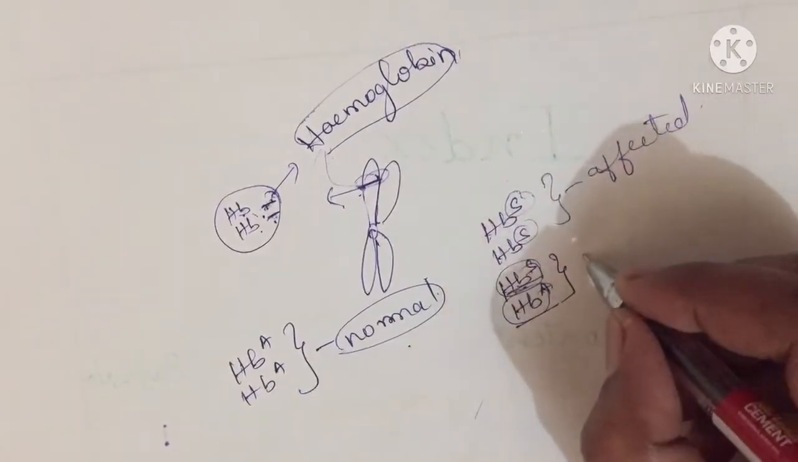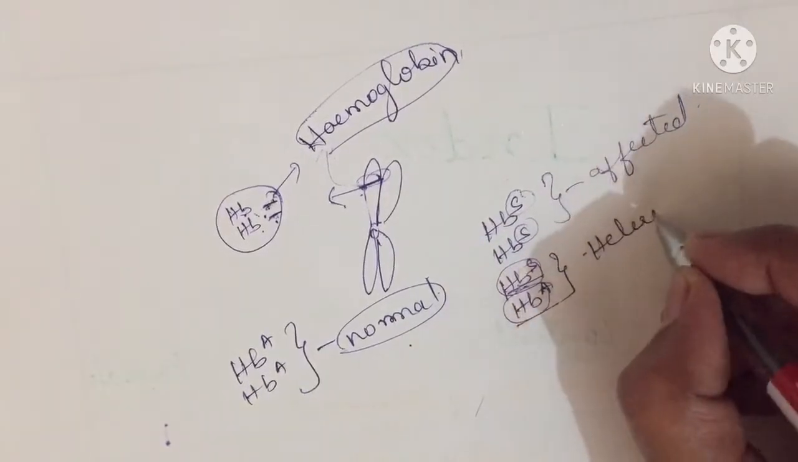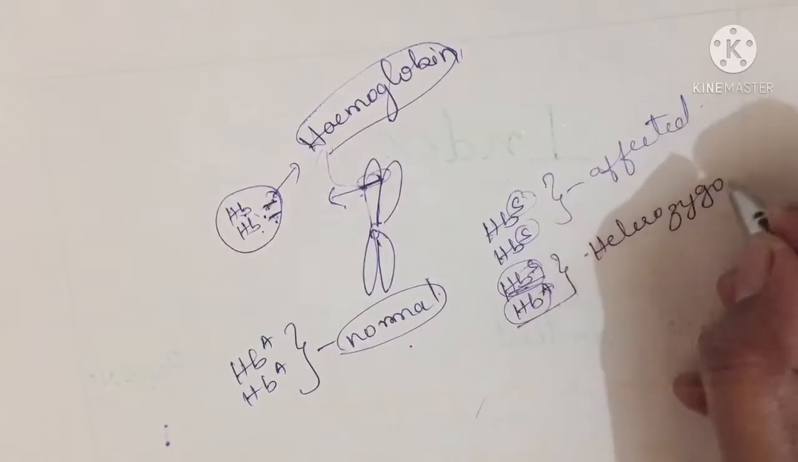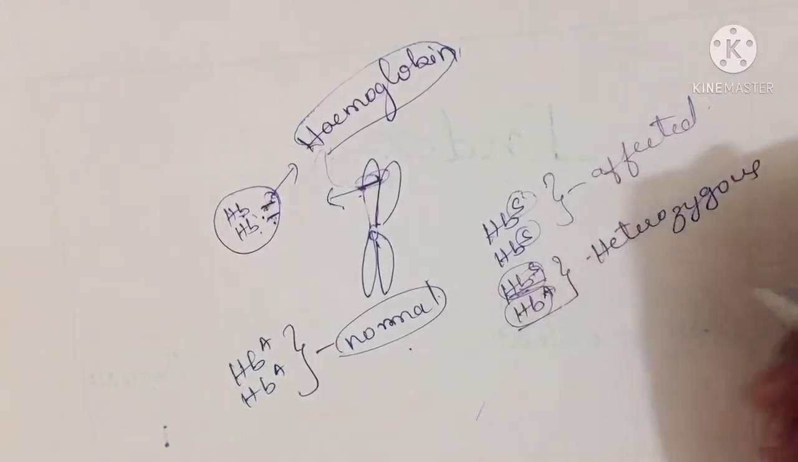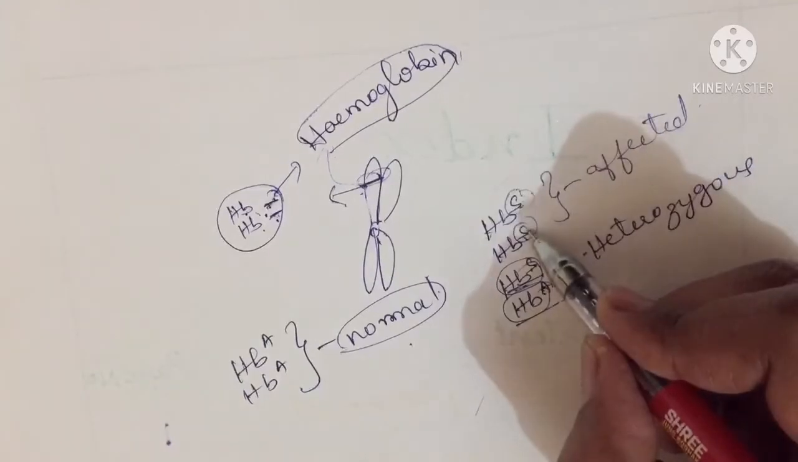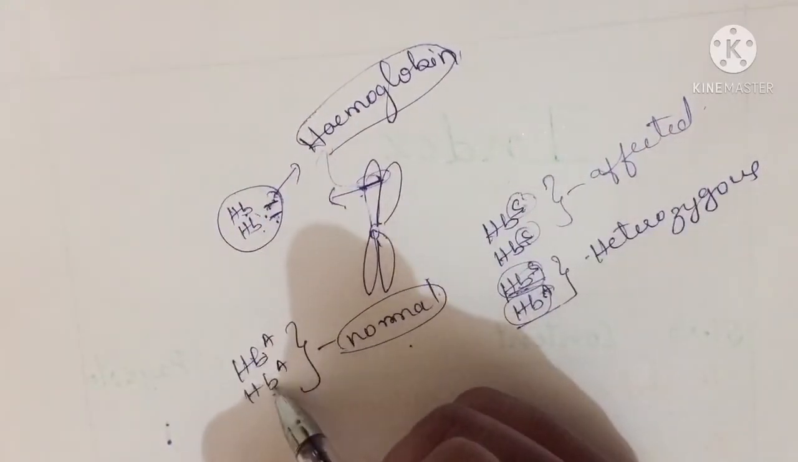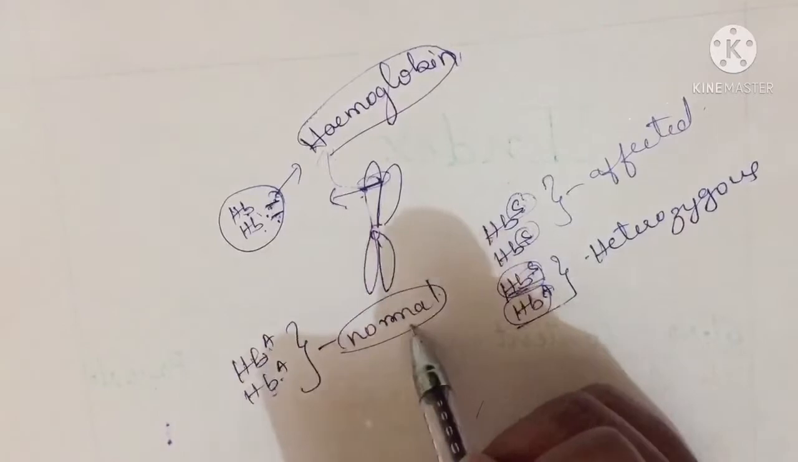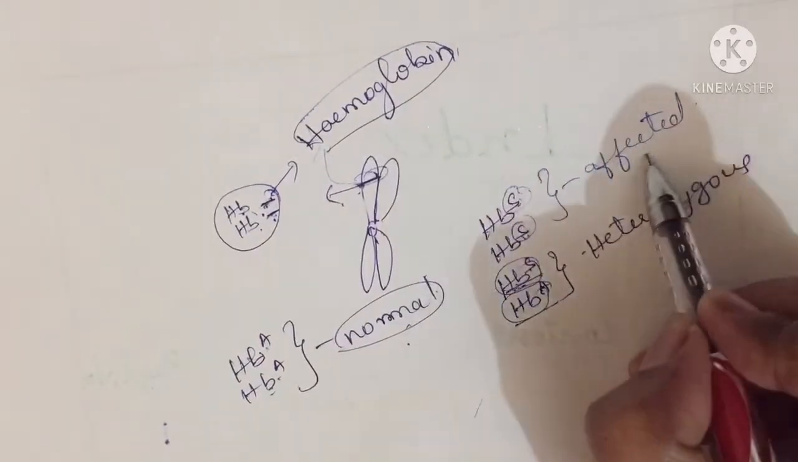This one is heterozygous. Heterozygous means two different types. Homozygous means same, heterozygous means different. This one is homozygous because both the alleles are the same. If this homozygous condition with normal alleles is present, the person is normal. If the homozygous sickle condition is present, then the person is affected.